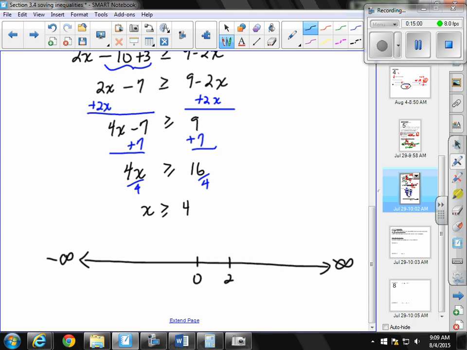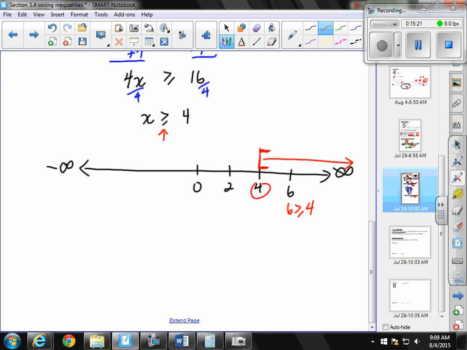And this time I'm going to count by 2's. So here's 4. I want x greater than or equal to 4. 6 is greater than or equal to 4, so I'm shading to the right. I have equality here, so I need to use that square bracket at 4, and my interval goes from the bracket at 4 out to infinity with a parenthesis. Remember, order is important when you're doing your intervals.